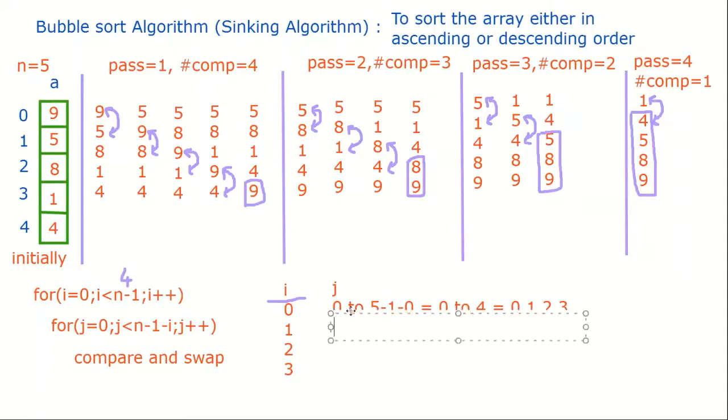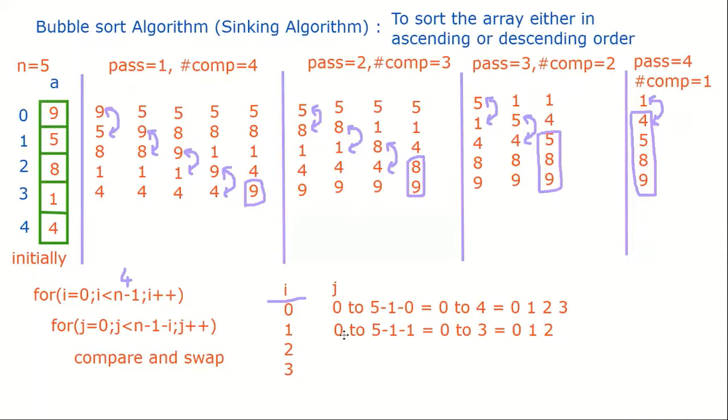Similarly, next iteration, again j value starts from 0 because that is the inner loop. But how is the n value being iterated? 5 minus 1 remains same, but the i value is 1 here, which is nothing but 0 to 3, which is 0, 1 and then 2. So how many comparisons are happening here? 3 comparisons, 0, 1, 2. In pass 2, 3 comparisons.